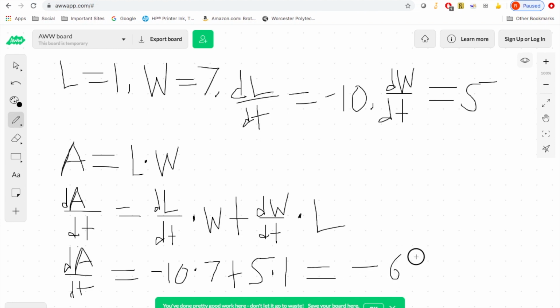so negative 65, and we would usually attach units to it. Say that this was all in feet per second. Say that length and width were in feet, and dl/dt and dw/dt were in feet per second. So then A would be feet squared, or square feet, I should say. So this would be negative 65 square feet per second, or feet squared per second. So that's obviously on the simpler side of a related rates problem, but that should kick off your thought process about related rates.